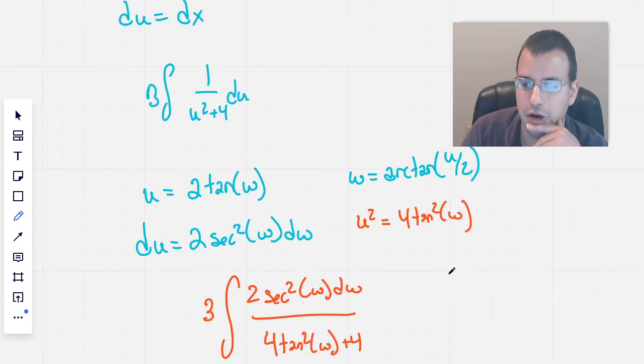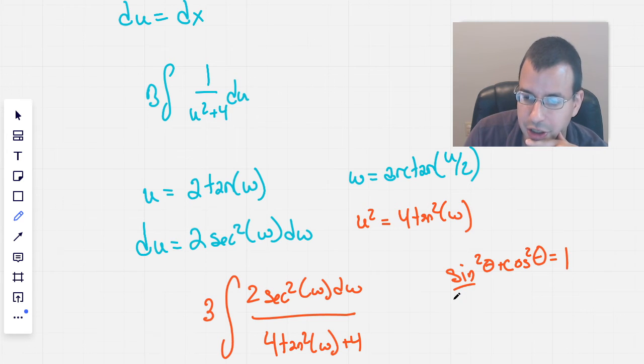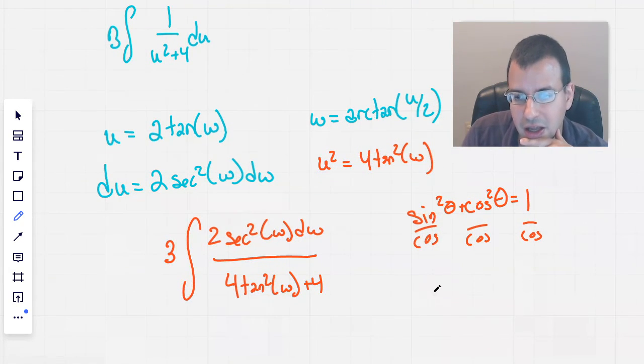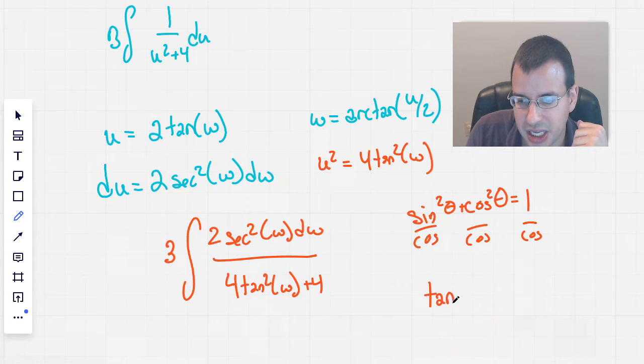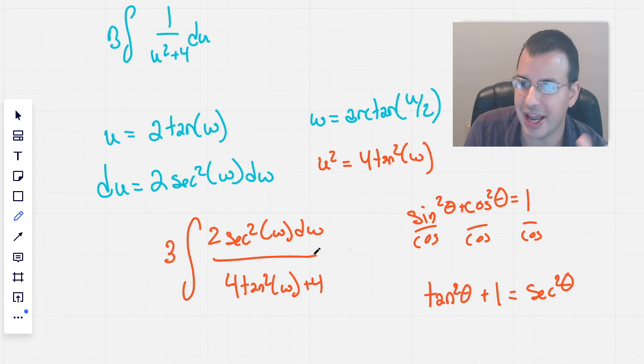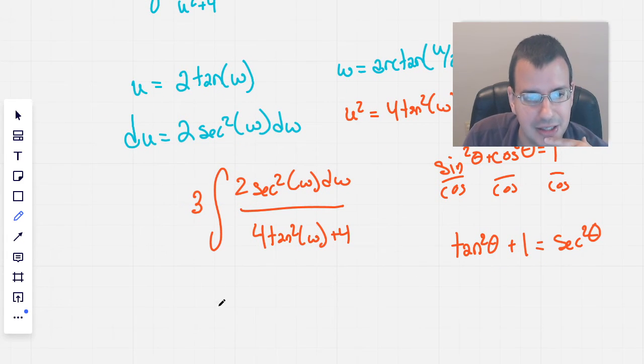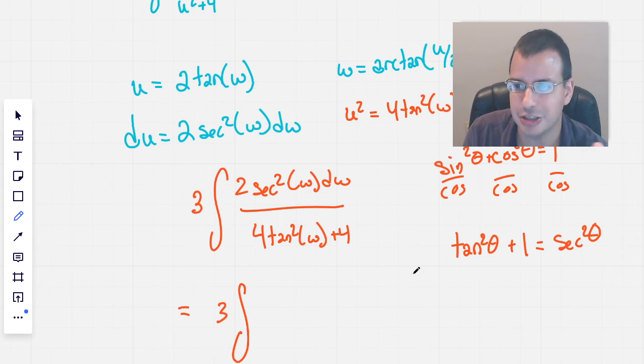And on a sidebar here, we know that sine squared theta plus cosine squared theta equals 1. Divide all of these by cosine squared of theta. But I just wrote cosine down there because it's convenient. And this is going to give us tangent squared theta plus 1 equals secant squared theta. So this is just the Pythagorean theorem. True fact. And so from here we can do some substitutions. Even though I used theta here, it can be x or w or u, not a big deal.